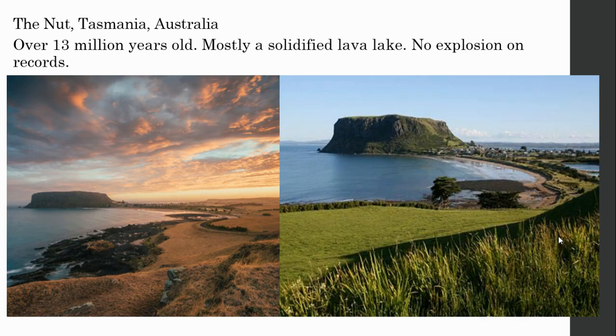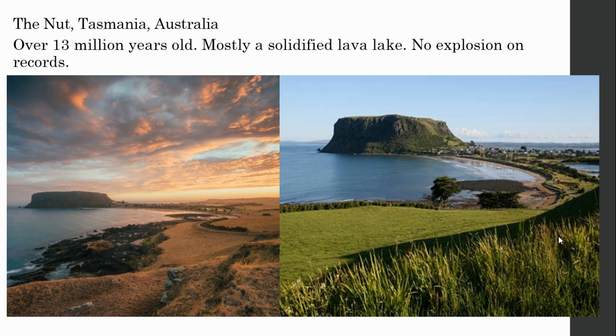So that's number 1. Number 2 is a volcano called the Nut, which is in Tasmania in Australia. The Nut is over 13 million years old. It's mostly a solidified lava lake, and there are no explosions on record. So have a think. Is it active, dormant, or extinct? Pause me now.